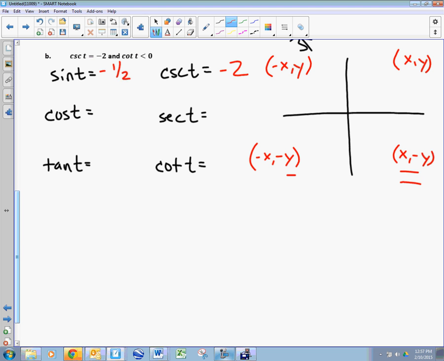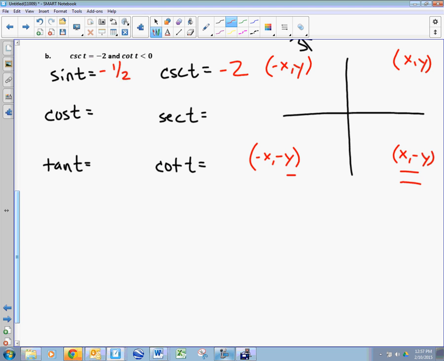And since cotangent is less than 0, it's got to be either the second or the fourth. So the fourth is the only one that includes them both. Does that make sense? That kind of deductive reasoning you're going to have to be able to do on the test and on your assignment today. Okay? Question.